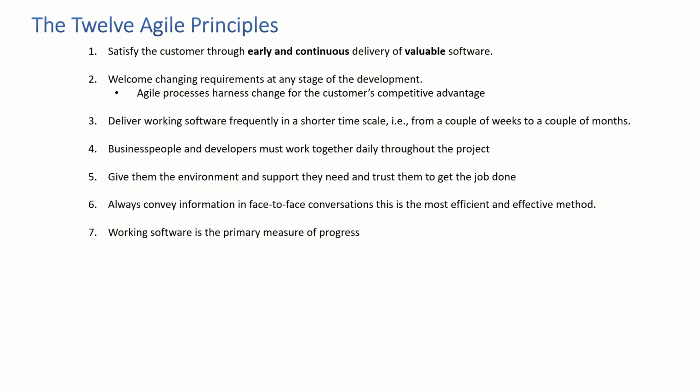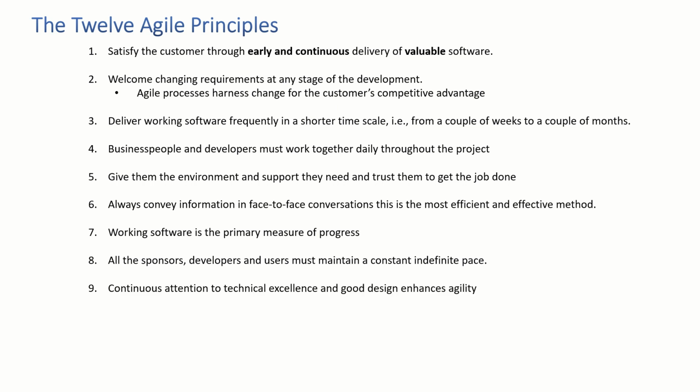Working software is the primary measure of progress. So there is no other measure of progress in the overall project. The only measure of progress is whether your working software is moving in the right direction or not, and whether it is working on each of these phases which you have developed and meeting customer expectations and requirements. All the sponsors, developers and users must maintain a constant indefinite pace. So all these people should maintain a constant pace for an indefinite period of time. So that is what it means, they always have to maintain the constant pace.